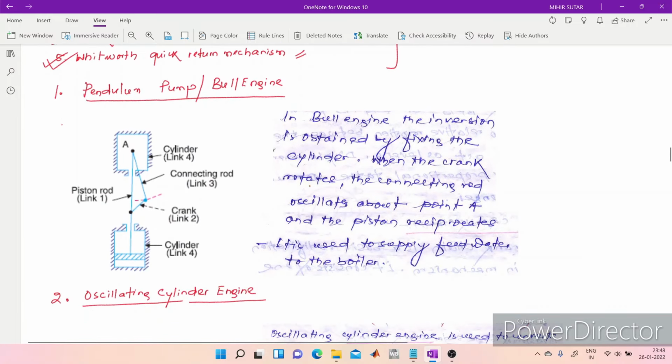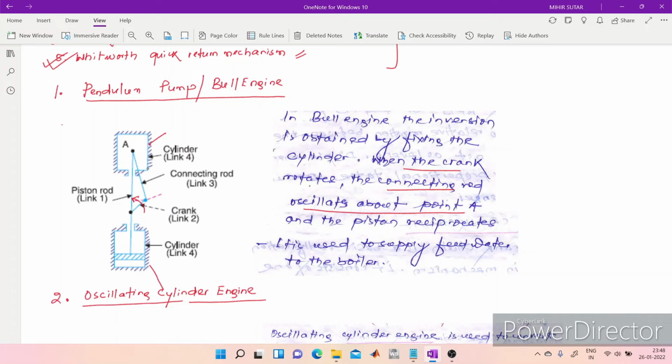Now, first is your pendulum pump, also known as the bull engine. The bull engine is the inversion obtained by fixing the cylinders. Here you can see, by fixing the cylinder, when the crank rotates, so link 2 is the crank here, the connecting rod oscillates about the point A.